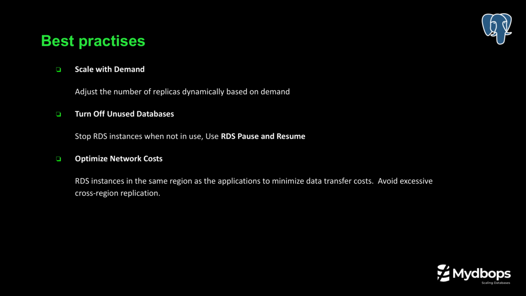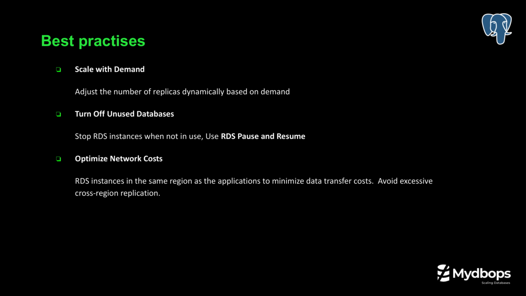Then another thing is to optimize network costs. As we know that AWS is providing too many network regions to deploy our services. So keeping the RDS or the Aurora servers in the same region as the application services can minimize the data transfer cost, because cross region data transfer is again a part where the cost gets high. So it is suggested to avoid excessive cross region replication unless necessary.